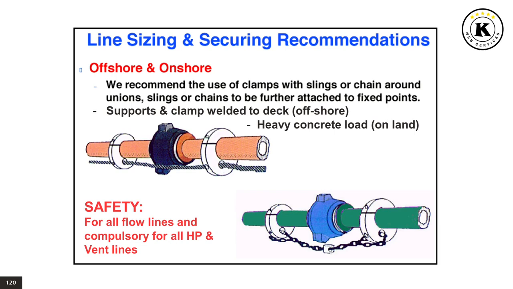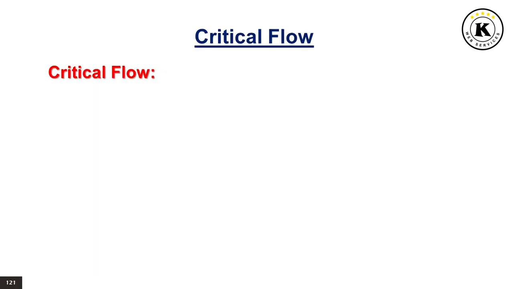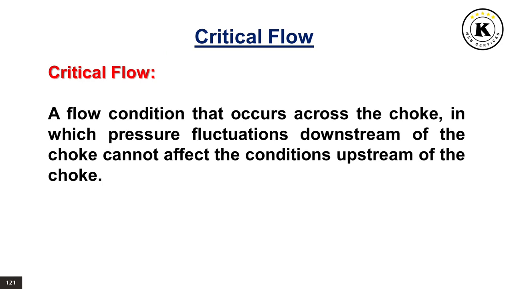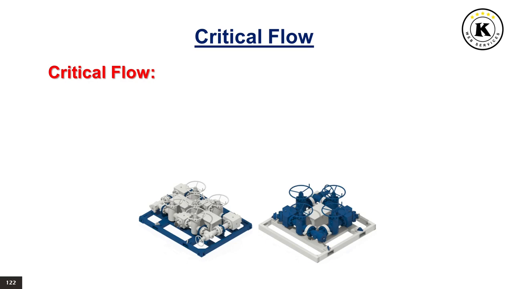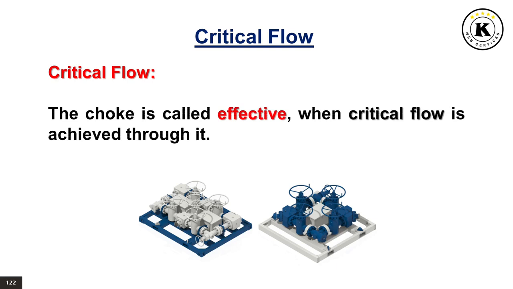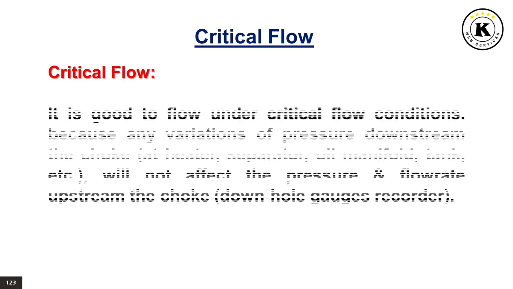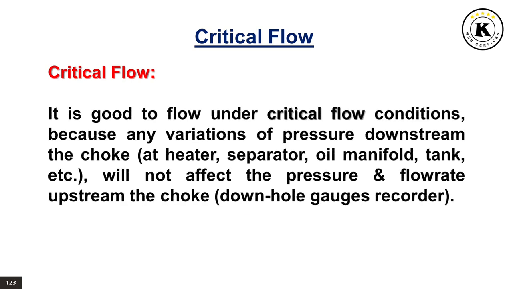Critical flow. The critical flow is a flow condition that occurs across the choke, in which pressure fluctuations downstream of the choke cannot affect the conditions upstream of the choke. The choke is called effective when critical flow is achieved through it. It is good to flow under critical flow conditions, because any variations of pressure downstream the choke, at heater, separator, oil manifold, tank, etc., will not affect the pressure and flow rate upstream the choke and on downhole gauges recorder.